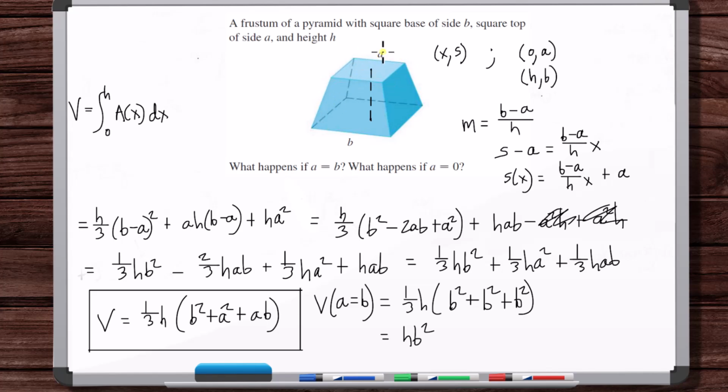It's either hb squared or ha squared, same thing. That makes perfect sense, right? This is just a rectangular prism.